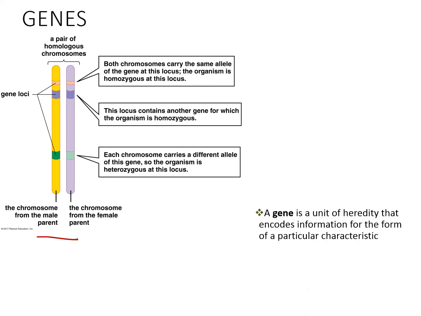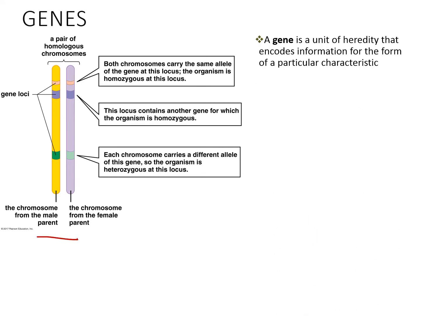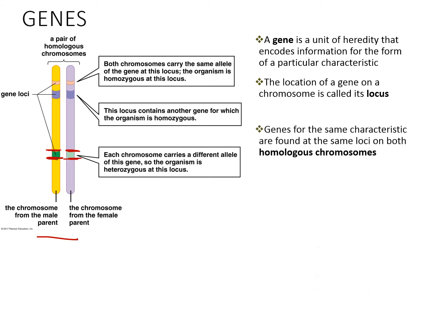So some terms we need to know. A gene is a unit of heredity that encodes information to form a particular characteristic or trait. The location of a gene on a chromosome is called its locus, and we usually represent them with colors. And these are much bigger than the actual gene is, so I'm circling one on the left and then one on the right. So those both represent the same gene, and in that case different alleles, and because it's the same gene, they're at the same locus.